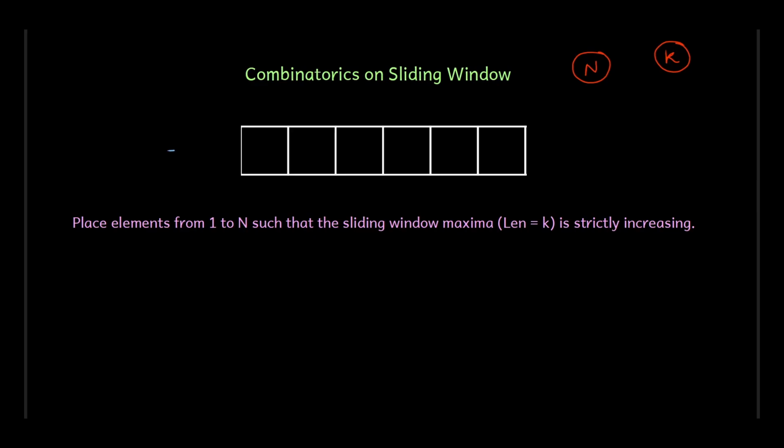Now let us consider an empty array of length n, and then let us locate all the sliding windows of length k. So here you can see that the length of this array is 6, and assume that k is equal to, let's say, 3. So you can see that this is the first sliding window of length 3. This is the second sliding window of length 3. This is the third sliding window of length 3. This is the fourth and the last sliding window of length 3.